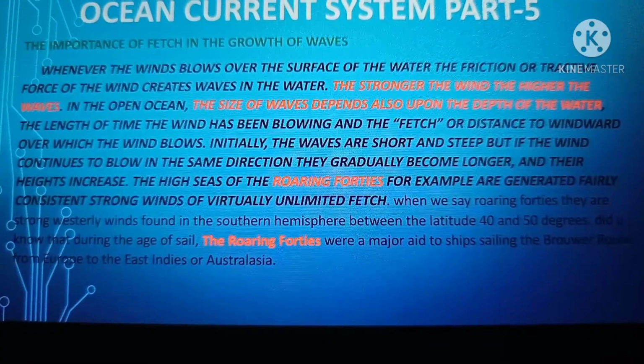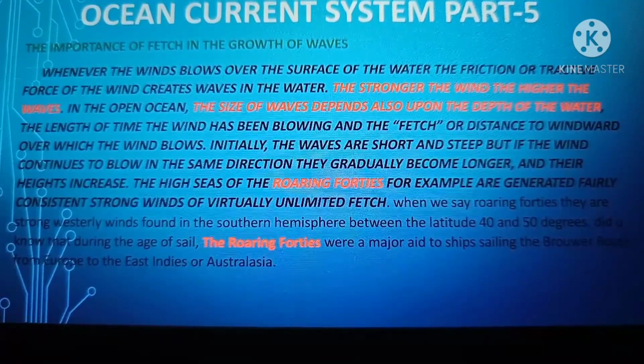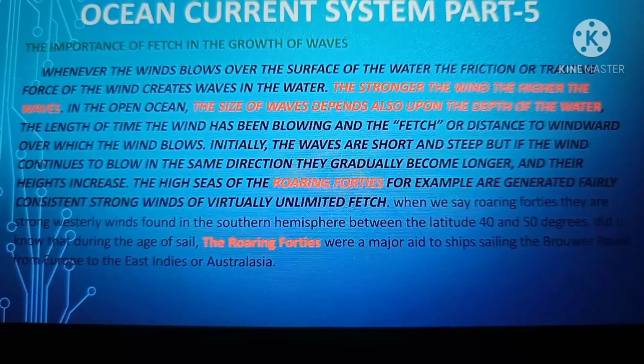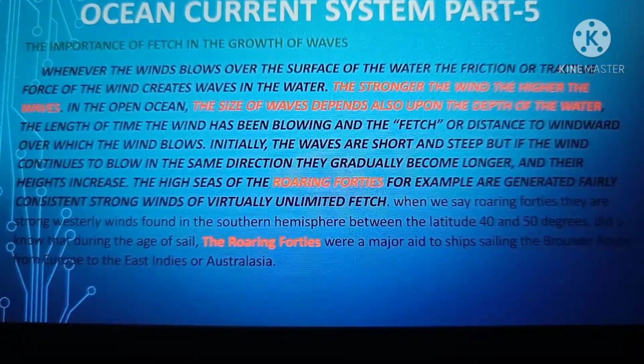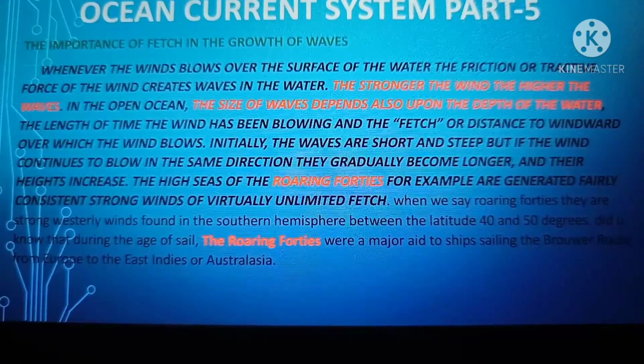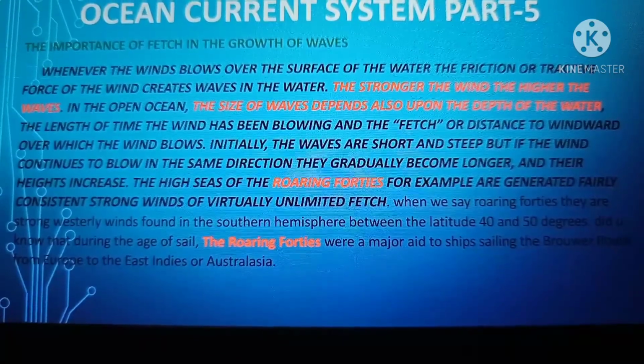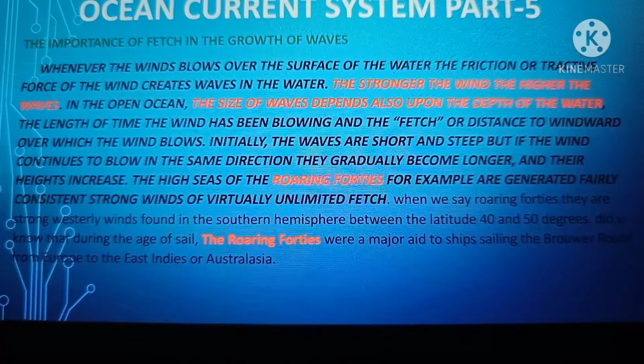The importance of fetch is that when winds come from shore and out to the sea, and if the wind continues to blow in the same direction, the waves gradually become longer and their heights increase.